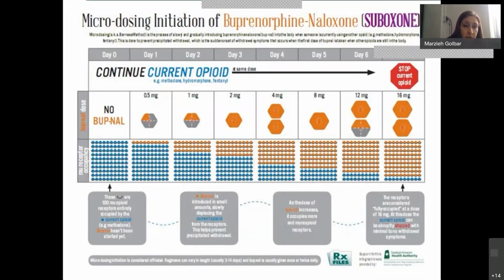You see that when there is no buprenorphine, all the blue receptors are occupied by opioids, so 100% occupancy. At 0.5 milligram of Suboxone or buprenorphine, you see 10% of the receptors, the orange colors. At 1 milligram, there is 30% occupancy. At 2 milligrams, 40%. At 4 milligrams, nearly 60%. And at 12 and 16 milligrams, the receptors are considered all occupied.